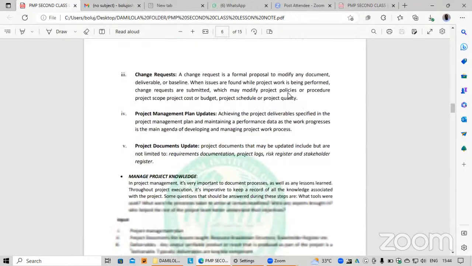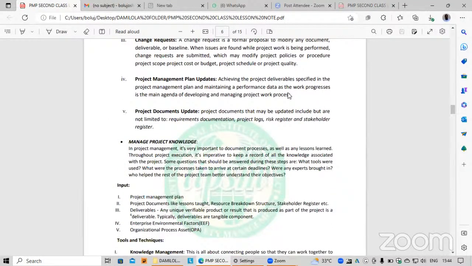The fourth logical process under project integration management is to manage project knowledge.